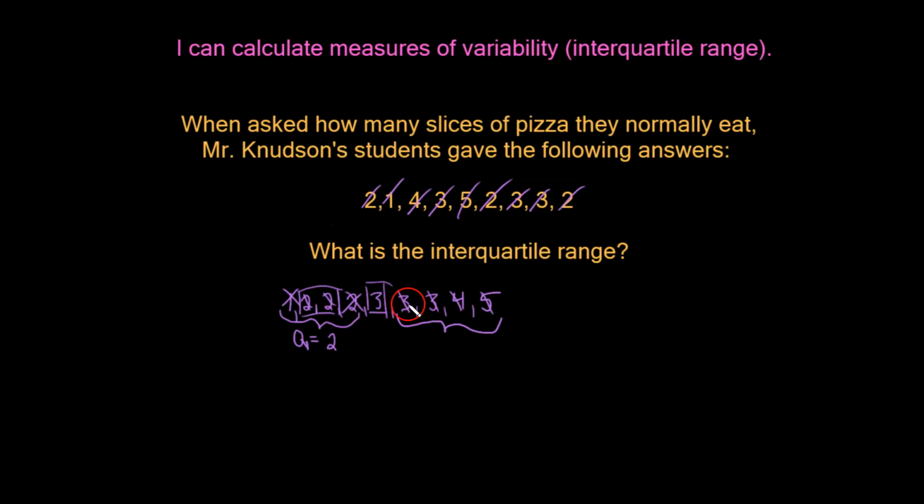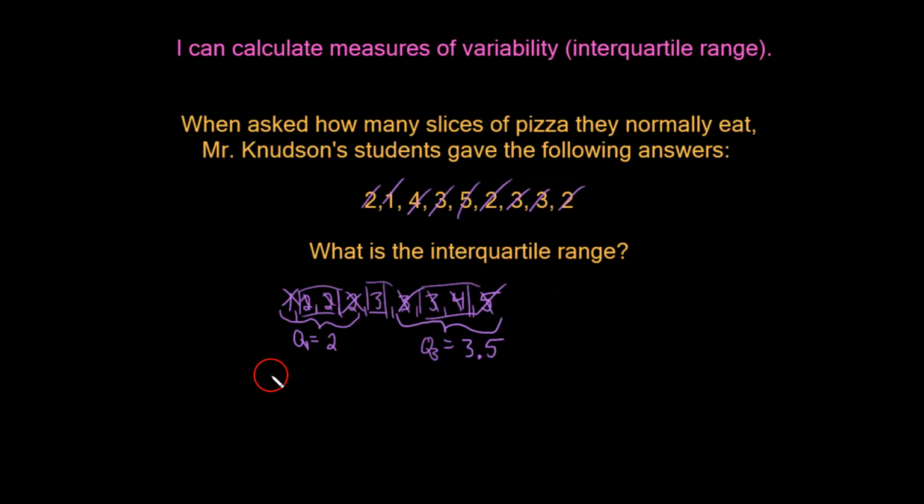Now we go to the upper half of this data set. Again, we cross our numbers out, and we see that we have 2 numbers in the middle again. The median of this upper half, which we notate as Q3, our upper quartile, is found by adding the 2 middle numbers: 3 plus 4, divided by 2, which gives 7 over 2, equal to 3.5. So our Q3 is equal to 3.5.